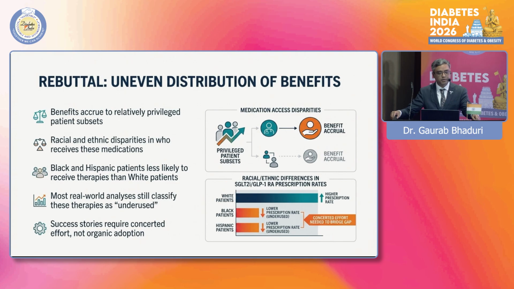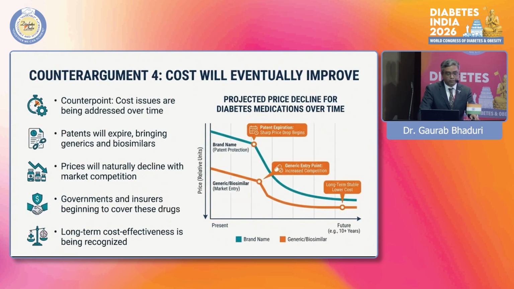Some of the studies from the US show that Black and Hispanic patients were less likely to receive the therapies than white patients, and most real world studies quoted as a counter argument still classify these therapies as underused. The fourth counter argument is that cost will eventually improve. Over time, the drugs will lose their patents and the drug prices will come down, and we will be able to use them more often.